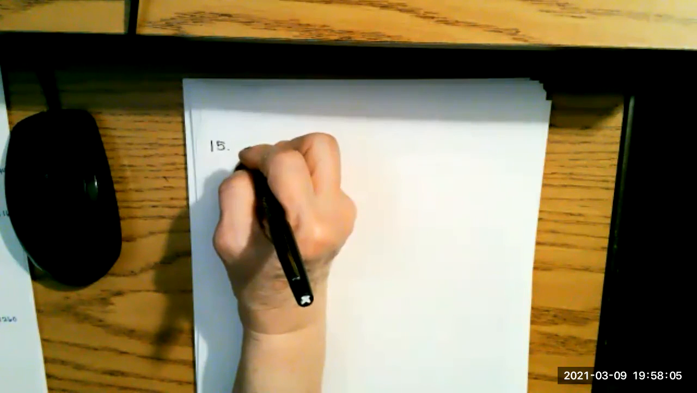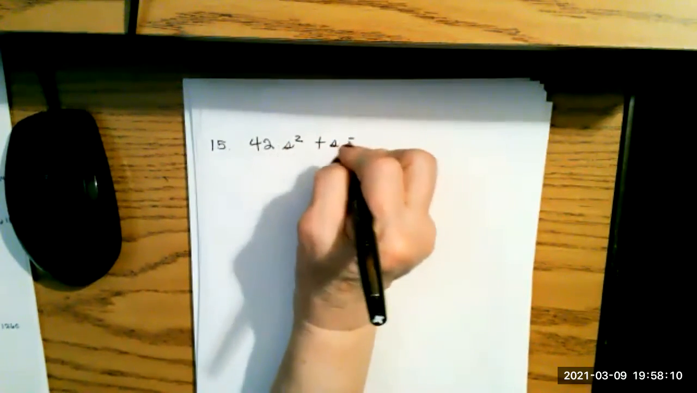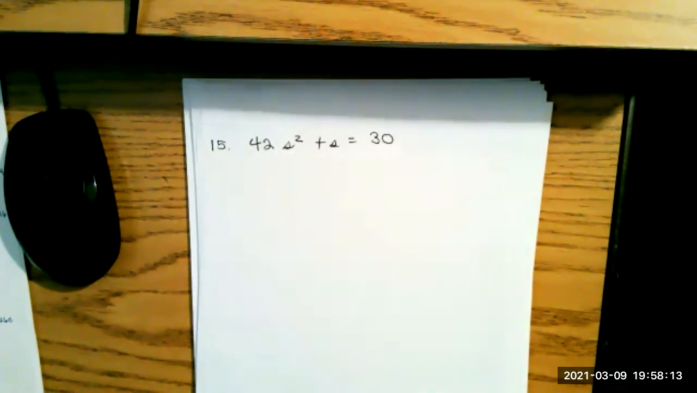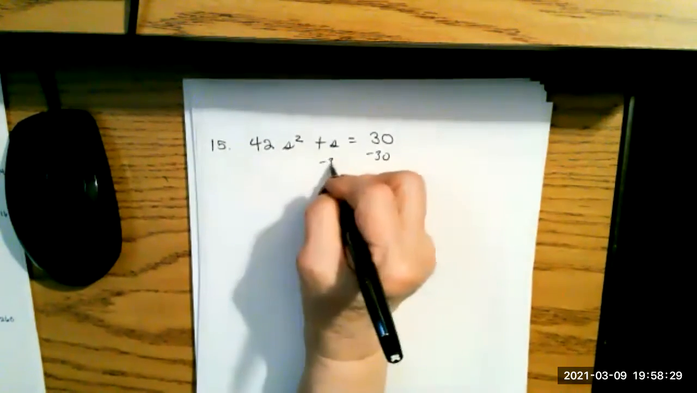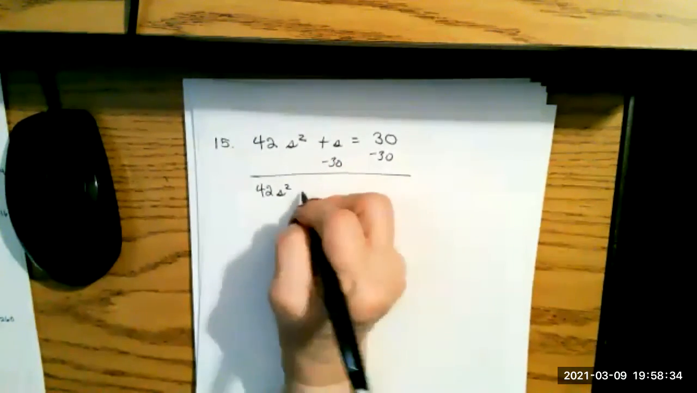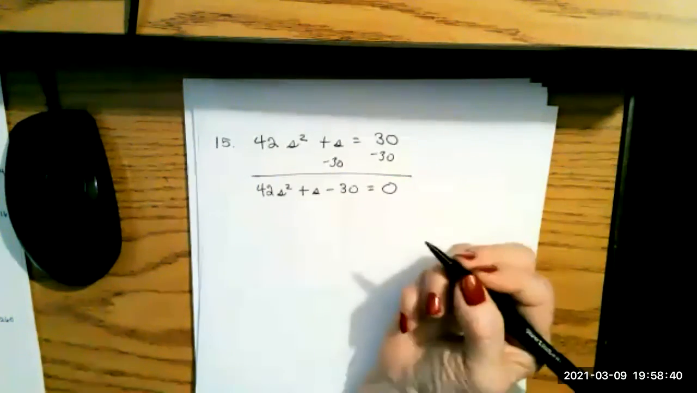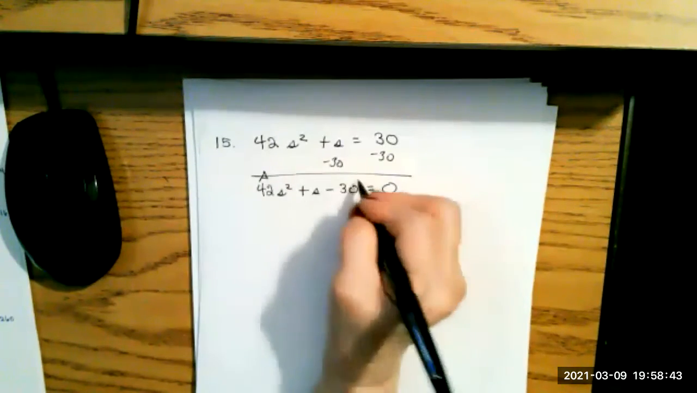I don't think we did this one. 42s squared plus s equals 30. This is a stinker problem right here. But you can do it. It's quadratic, so you need to set it equal to 0. So we have to get rid of this 30. So you'll have 42s squared plus s minus 30 equals 0. And this thing is an AC trinomial.